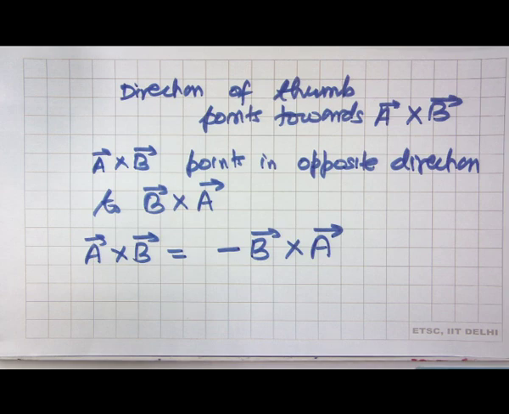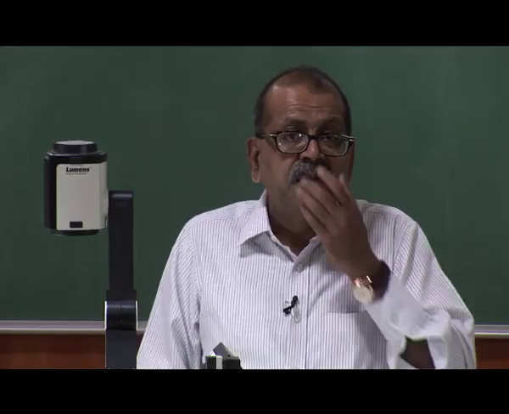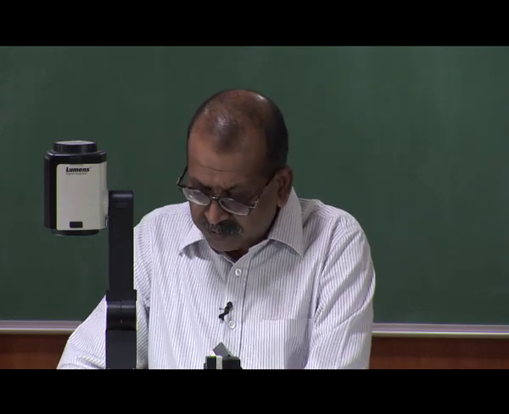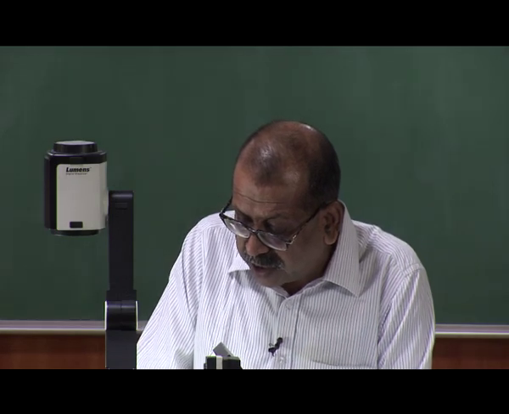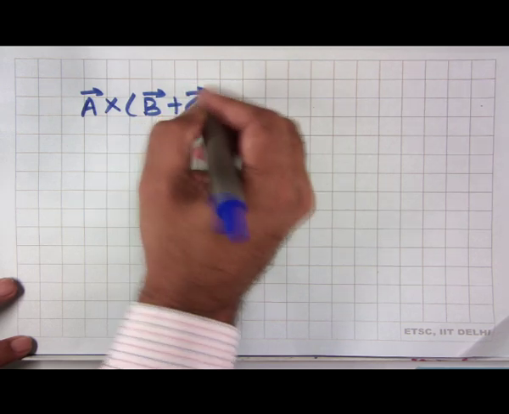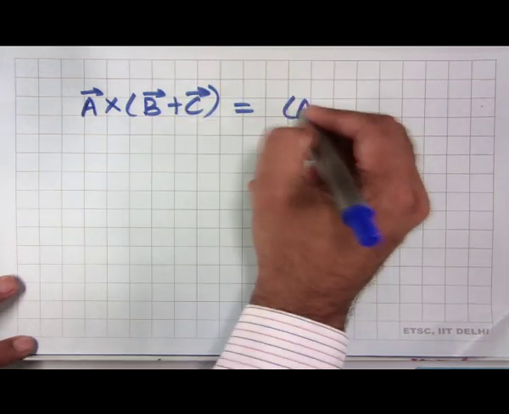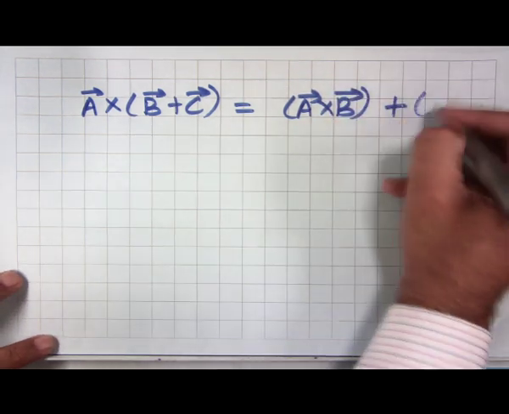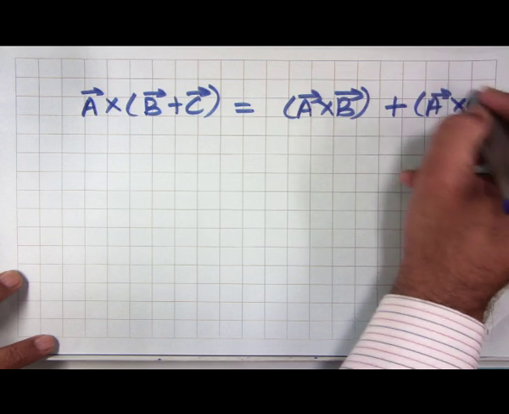And this also tells us that this product is not commutative. The dot product was commutative, but this one is not. The second thing which we observe about this product is that if we look at A cross (B plus C), the distributive property still works. This is equal to A cross B plus A cross C.